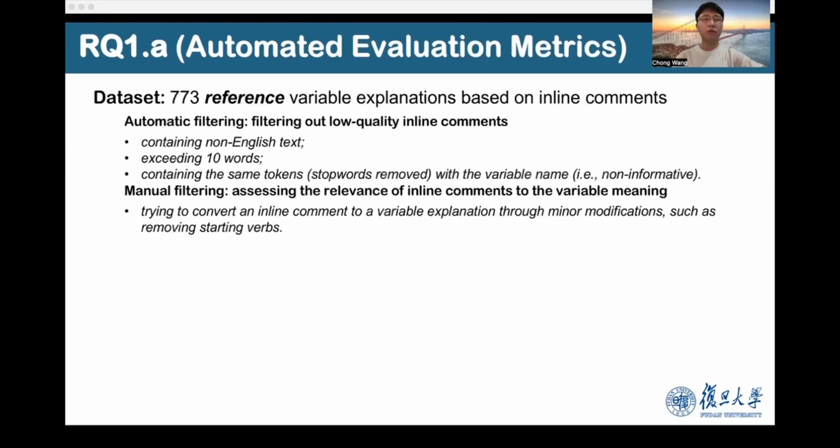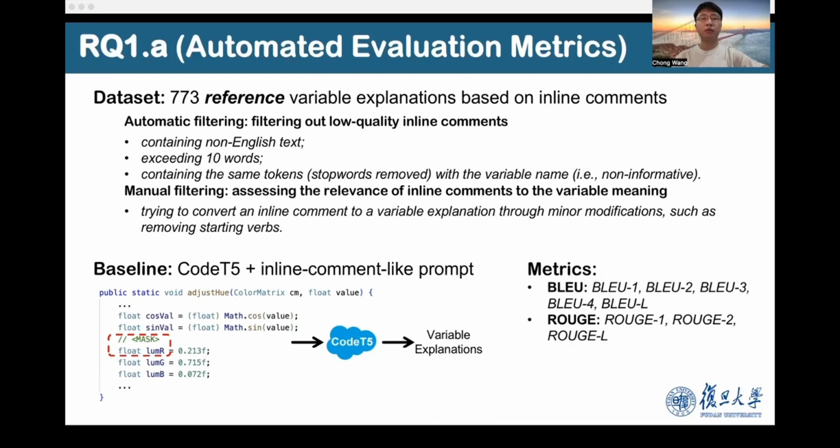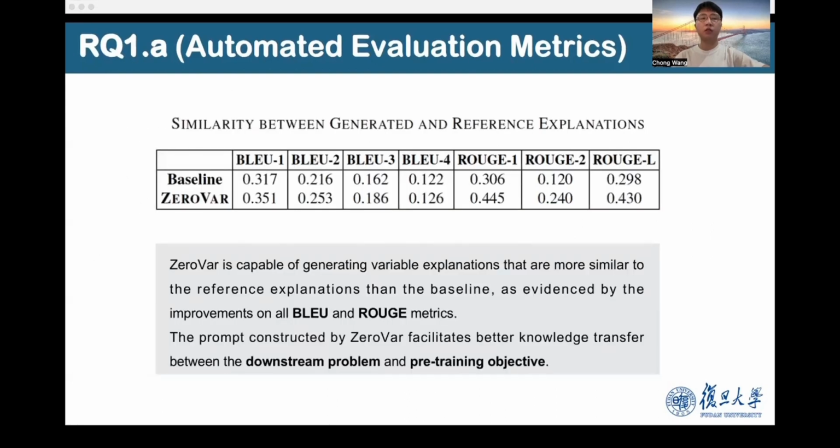In RQ1A, we semi-manually collect about 700 reference variable explanations based on inline comments as the evaluation dataset. We combine CodeT5 and an inline comment-like prompt as the baseline, and take BLEU and ROUGE as the automated evaluation metrics. The evaluation results show that our proposed approach achieves better BLEU and ROUGE scores than the baseline, indicating that our constructed prompt can better align the downstream problem with the pre-training objective.